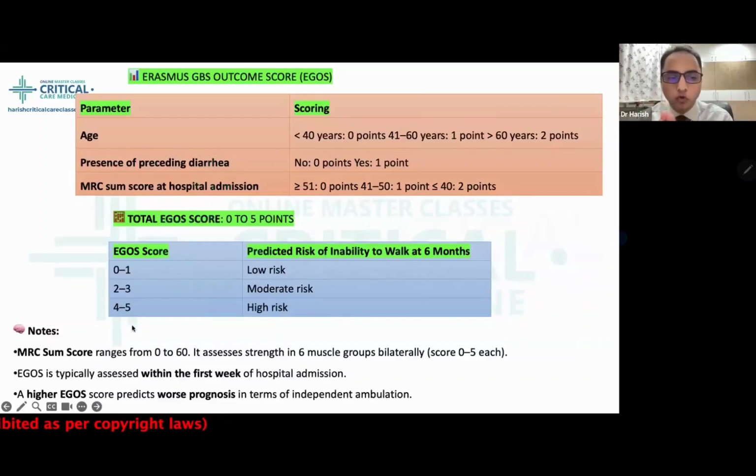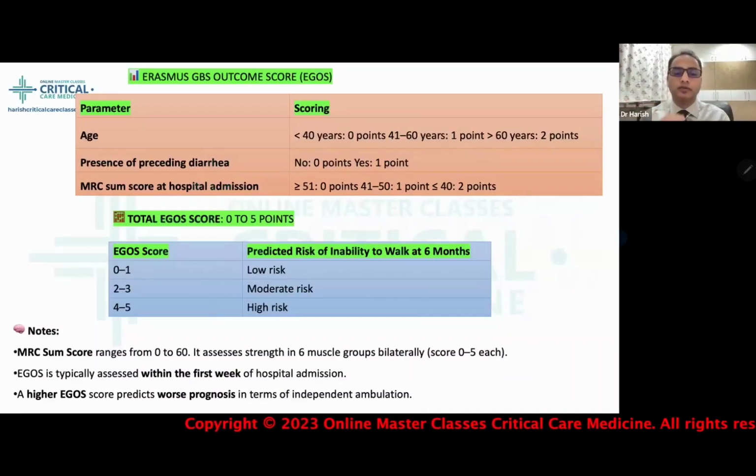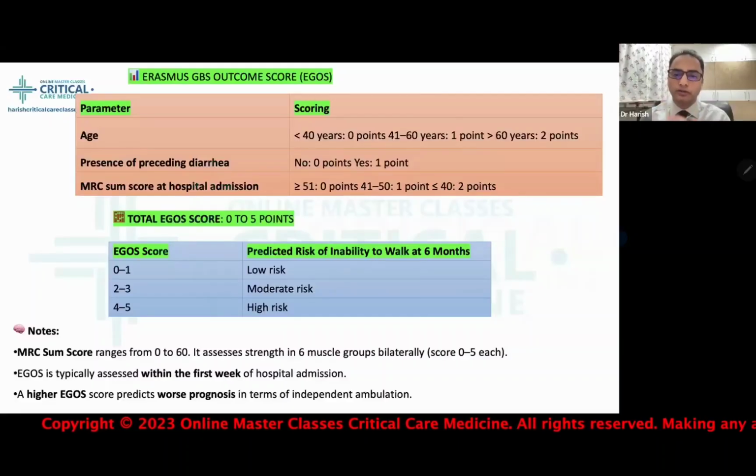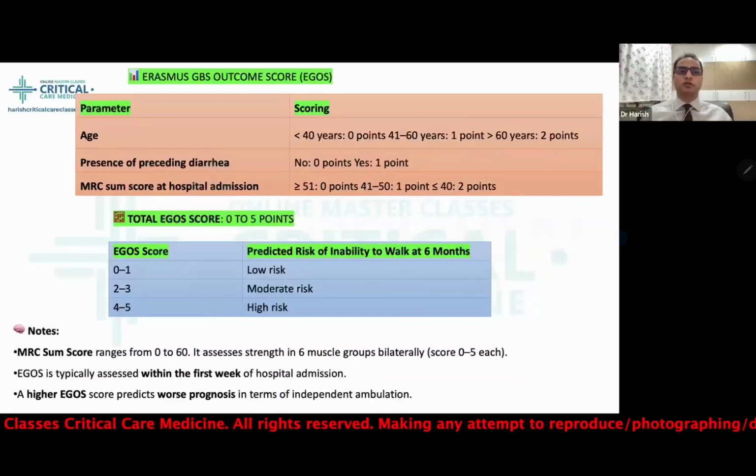Note that the MRC sum score ranges from 0 to 60. It assesses the strength in 6 muscle groups bilaterally, with a score of 0 to 5 in each muscle group. The Erasmus GBS outcome score is typically assessed within the first week of hospital admission. A higher EGOS predicts a worse outcome in terms of independent ambulation, that is, the 6-month walking ability. It is going to be assessed by using the Erasmus GBS outcome score.